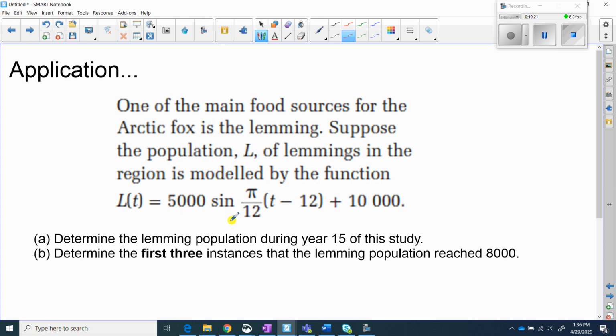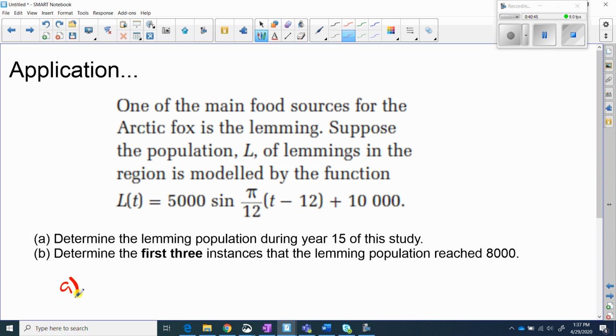Suppose the population L of lemmings in the region is modeled by this function. So this function is telling you the population of lemmings. I think I must have cut off the other part. T stands for what year it is in the study. So T is years. So part A simply says, what is the lemming population in year 15? Well, that wants me to just put 15 in for T.